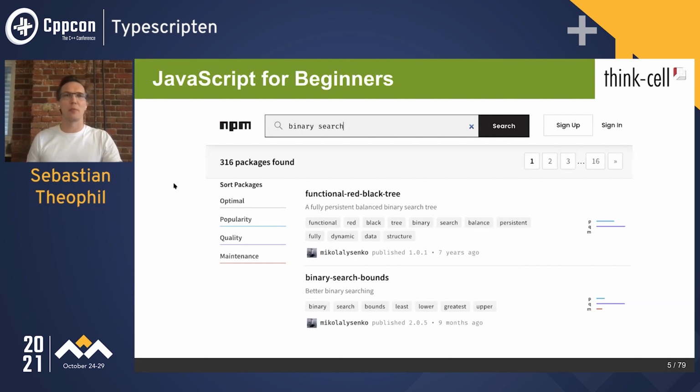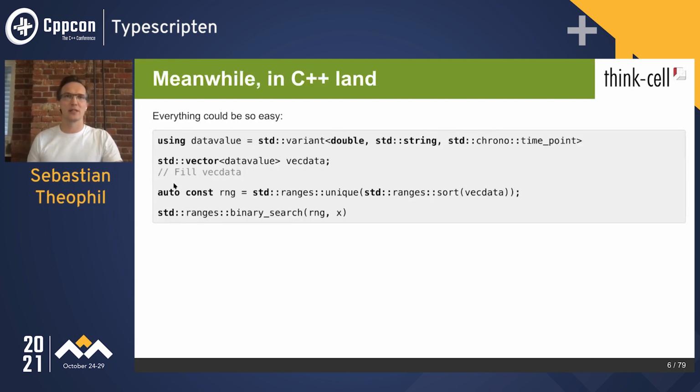I wanted to program my little web application in C++, because in C++, everything would be so easy. My data value would be a variant of double, string, and a time point. I could create a vector of those data values, fill it with the results of my Tableau query, and then thanks to the C++ range API, I could sort that vector, and then I could get the range of unique values in that vector.